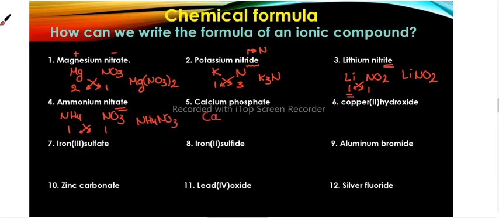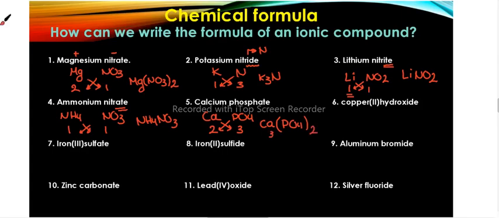Calcium phosphate, the calcium is the Ca. The phosphate is a polyatomic ion, which is PO4. Calcium is 2, PO4 is 3. Cross multiply, so this is Ca. You need brackets now since the PO4 is multiplied by 2.